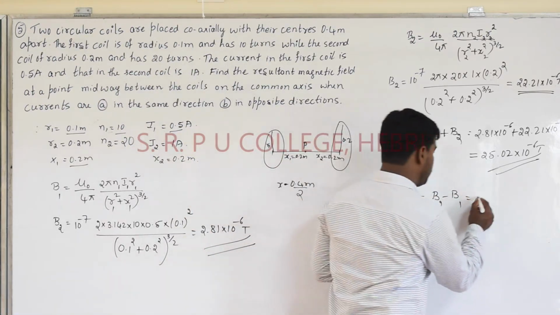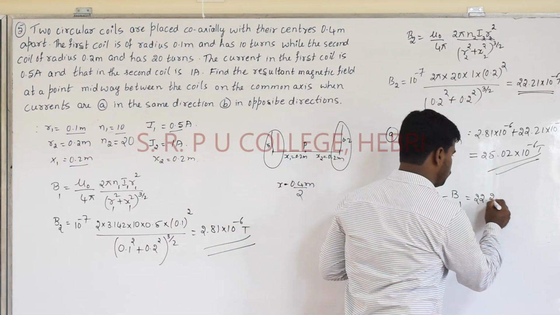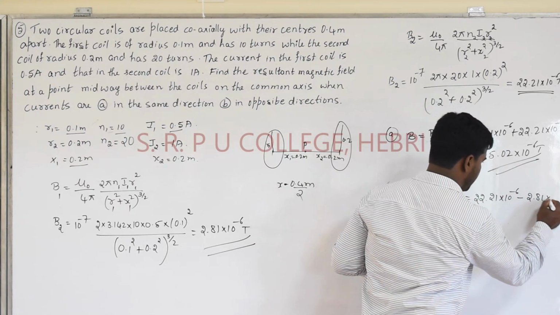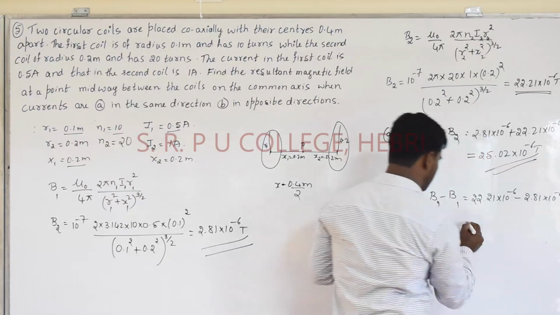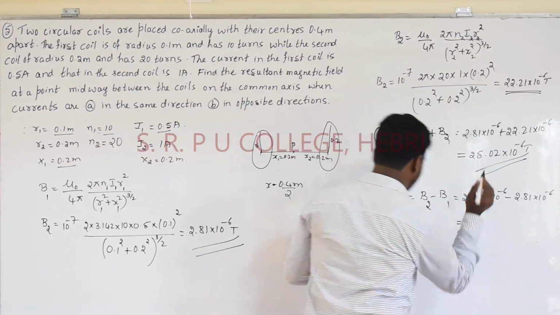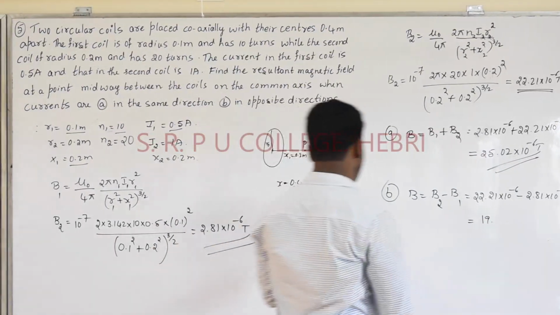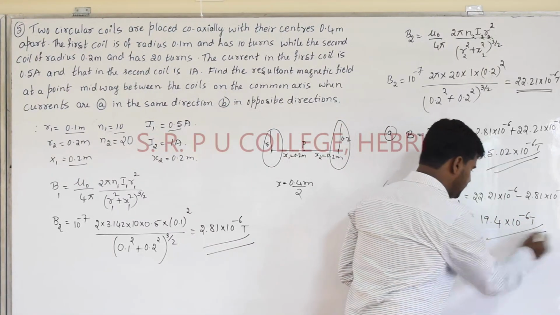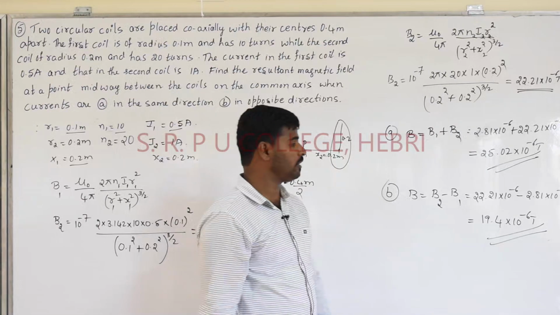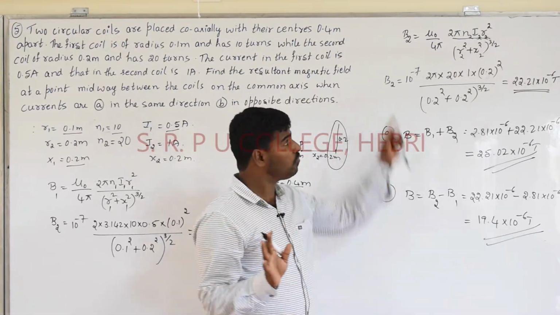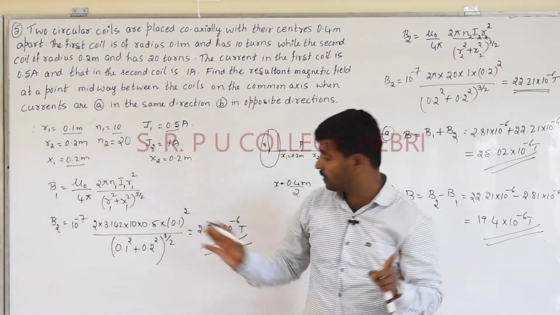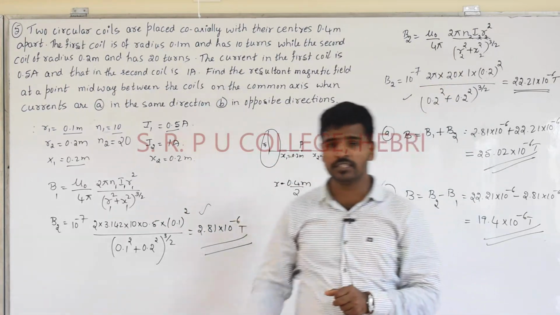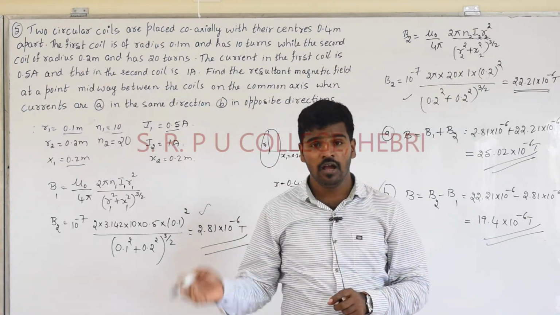What is the value? B2 is 22.21 into 10 raised to the power minus 6 minus 2.81 into 10 raised to the power minus 6. Therefore the answer will be nearly 19.4 into 10 raised to the power minus 6 Tesla. This is the 5 mark question, the simple one. See here, first you have to calculate the magnetic field, B1 and B2, when the currents are in the same direction and when in opposite direction.